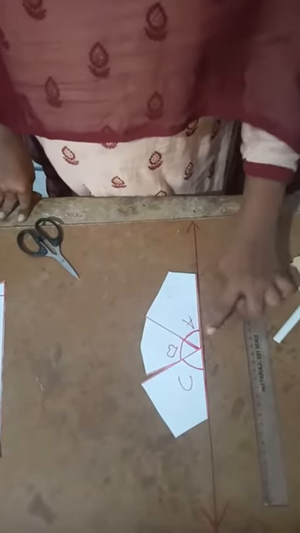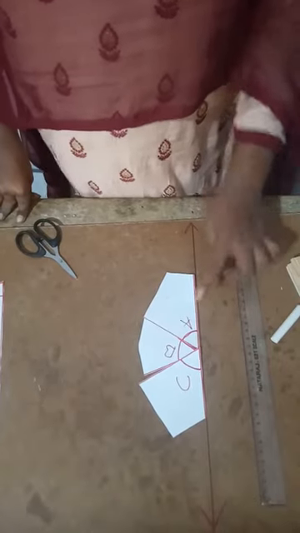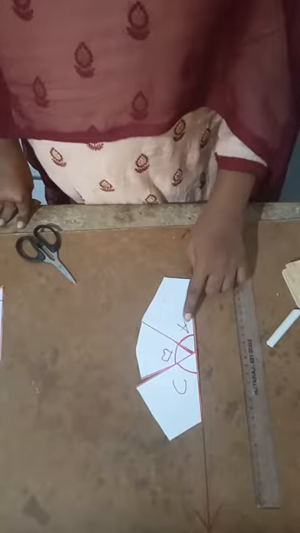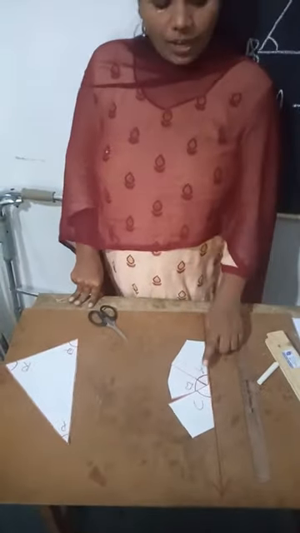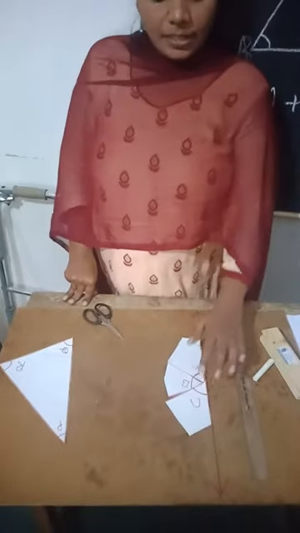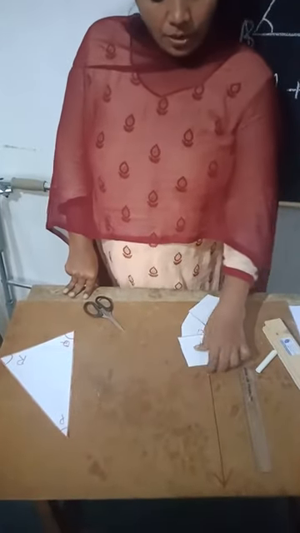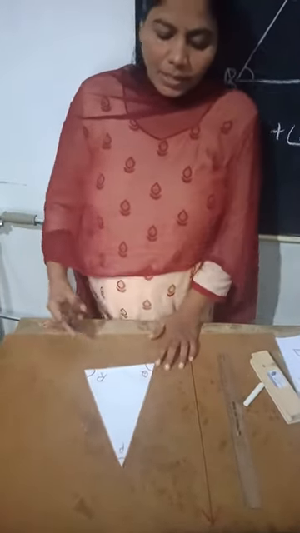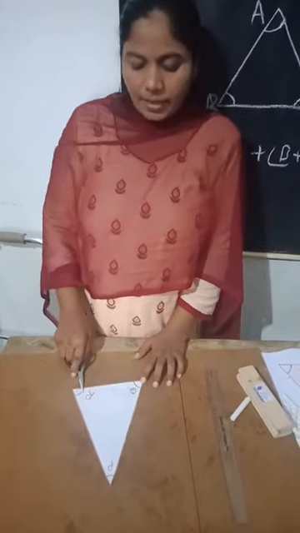What is this angle? Straight angle. What is the measure of a straight angle? 180 degrees. Therefore, angle A plus angle B plus angle C equals 180 degrees. Understand? Next, we do the same activity with this triangle.